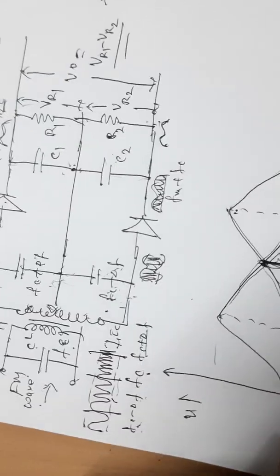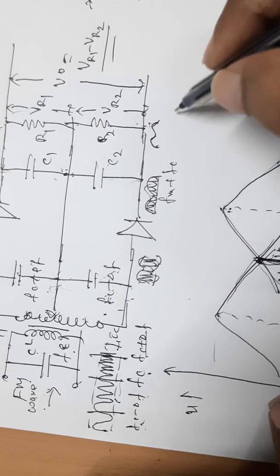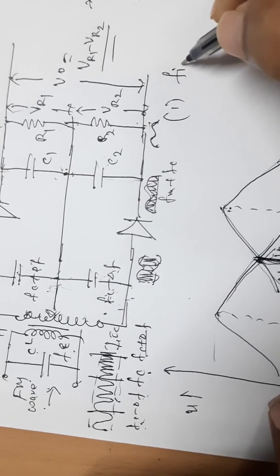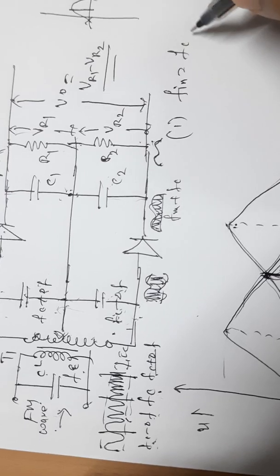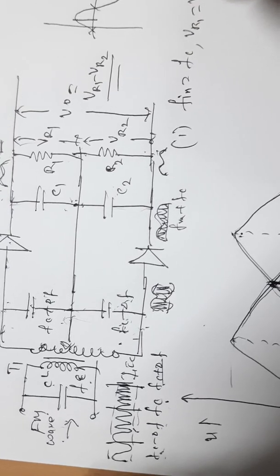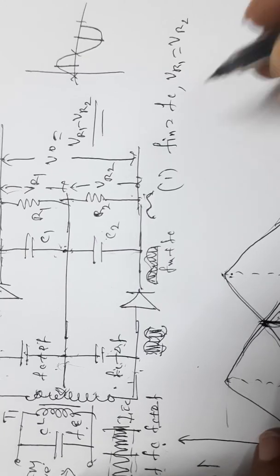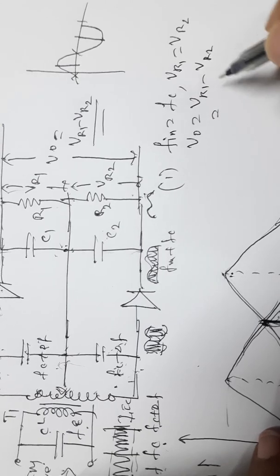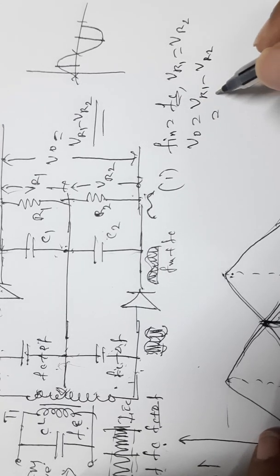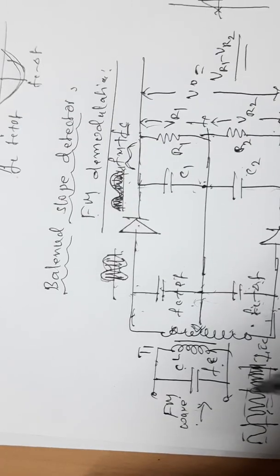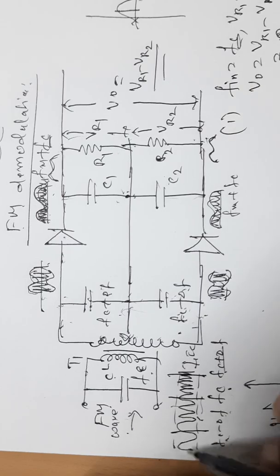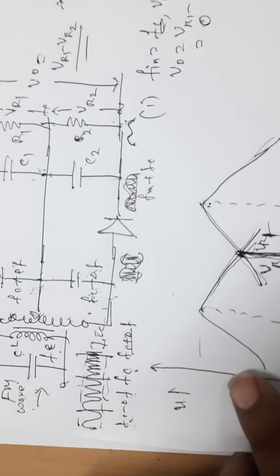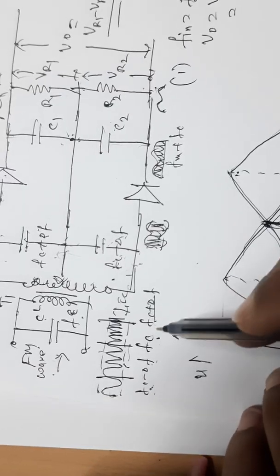So, in the first case, when the input frequency is equal to Fc, we have VR1 equal to VR2. Therefore, the output voltage VO is equal to VR1 minus VR2. Both are equal at Fc, therefore this is 0. That means when the input frequency of the frequency modulated wave is Fc, the output voltage is 0.